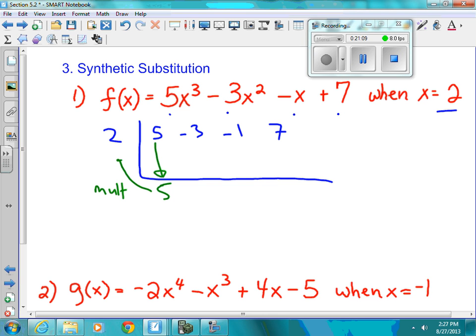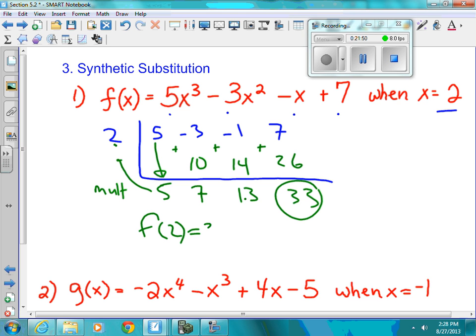So 5 times 2, that's 10. And notice that goes inside the box under the next term to the right. So in this case, negative 3. We are going to add vertically inside the box. So negative 3 plus 10 is positive 7. And now we do it again. 7 times 2 is 14. Goes to the right of 10, underneath the negative 1. Negative 1 plus 14 is 13. Do it again. 13 times 2 is 26. 7 plus 26 is 33. So the function value of 2 is 33.